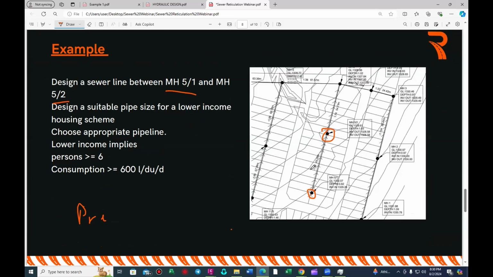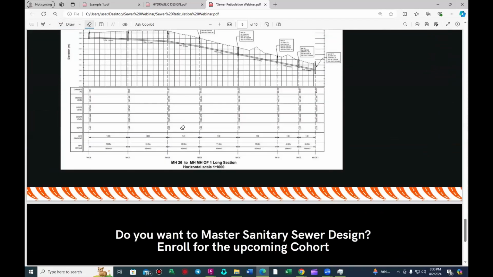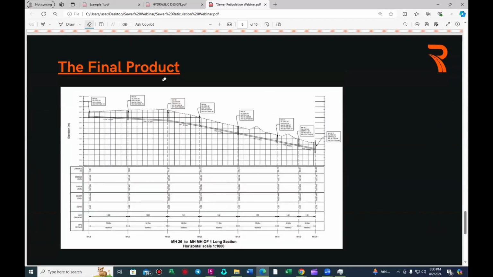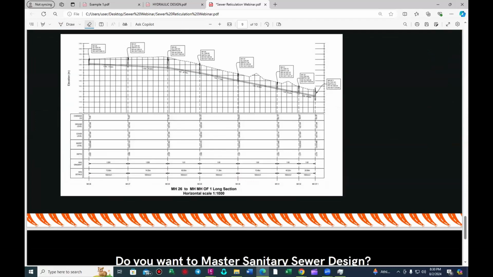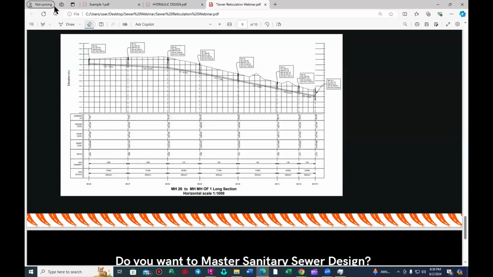This pipe, as you can see, has already been laid down. It has a slope of 1:96. It has a length of 65. Those are the details for this manhole, and those are the details for that manhole. Great stuff. The final product is supposed to be like this. I want to show you guys how we're going to do this real quick.